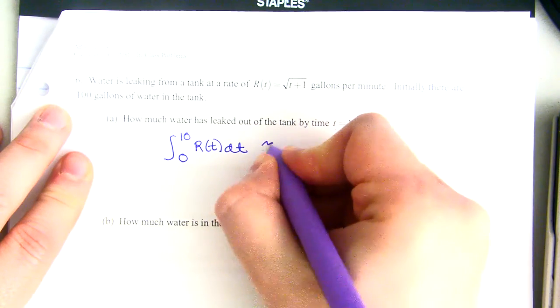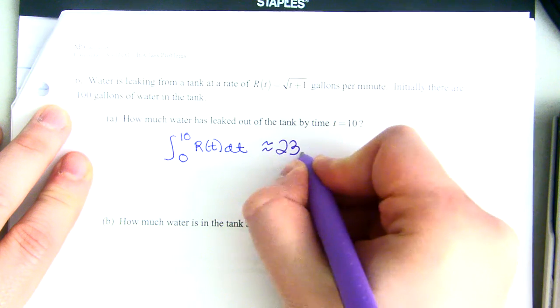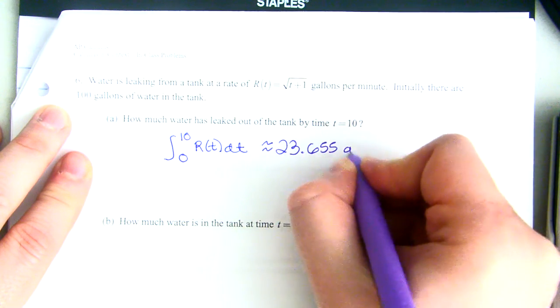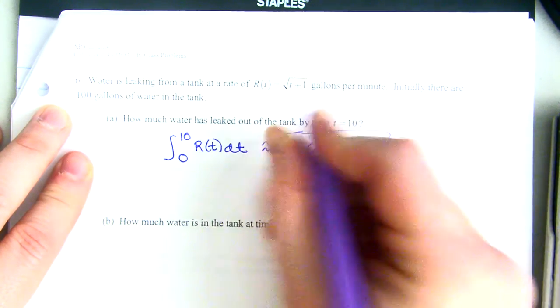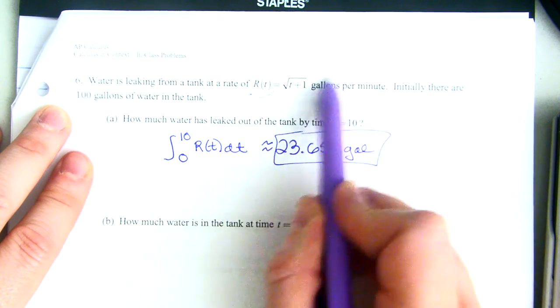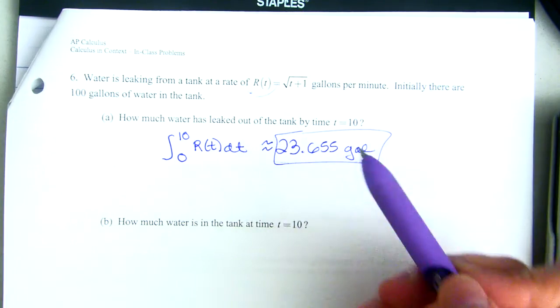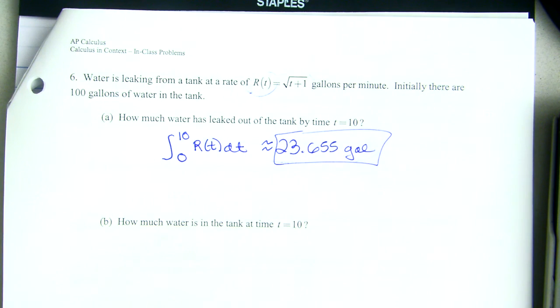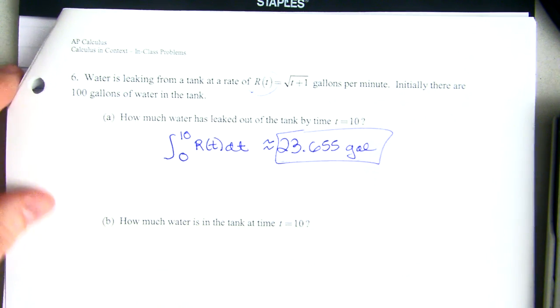23.655 gallons. Remember that our units, when we integrate, are the units of the function times the units of our independent variable, gallons per minute times minutes, just gallons. Now, this is different than what's happening in Part B.